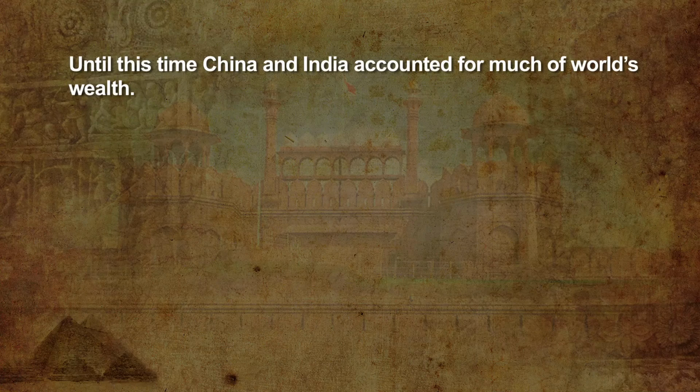Until this time, China and India accounted for much of the world's wealth. As we have already explained earlier, the Indian Ocean trade system had enabled India to be one of the richest places on earth. The entire trade system in the Indian Ocean region actually revolved around India, which was at its center. Similarly, China, which is sometimes referred to as the Middle Kingdom, was also a quite resourceful country.